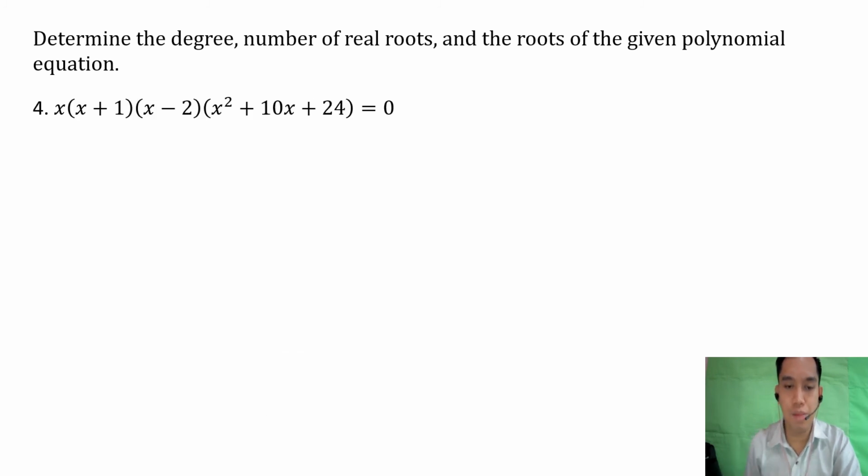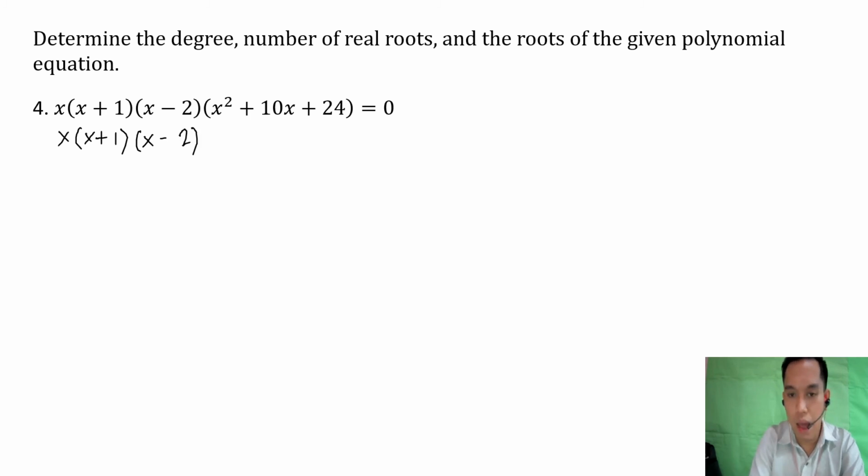Okay, so number 4 naman, we have x times quantity of x plus 1 times quantity of x minus 2, and we have another quadratic factor. So, gawin natin siyang linear. Hanapin natin ang linear factors nito ng x squared plus 10x plus 24. So, ganun pa rin. Okay, yung ating last term ay 24, yung ating constant. So, ano yung mga factors ni 24?